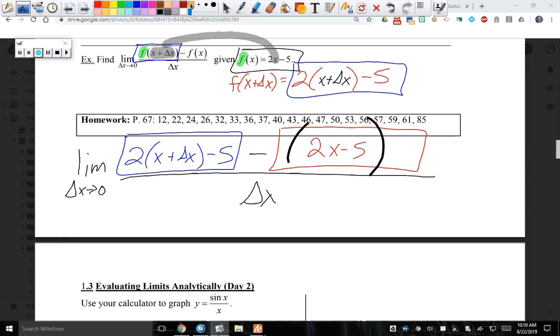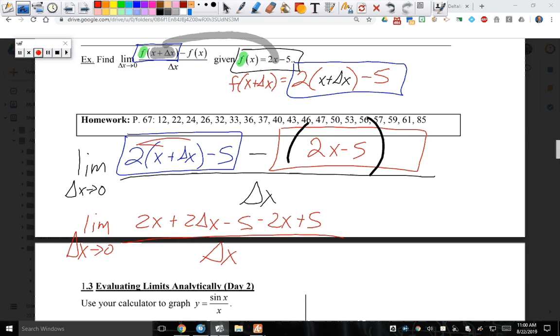Okay, so now, let's start simplifying. We have 2x plus 2 delta x minus 5. Help me out. What do I continue to write? Minus 2x plus 5, all over delta x. Can I plug in now? Should I plug in now? No, because I haven't done what? Not simplify, but I haven't canceled the part that made the original function undefined. My goal is to eventually be able to cancel out this.